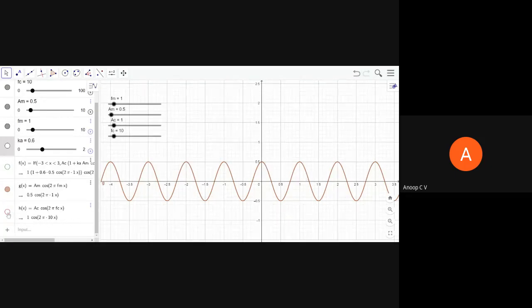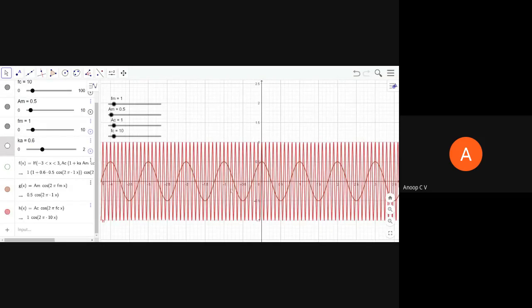Right now, I'll show you the carrier signal, that is AC cos 2 pi FCT. So FC here I have assumed to be 10. This is just for illustration. Normally, this FC value should be in the radio frequency range, but for you to understand the concept, I'm considering FC to be 10 hertz. So this is our carrier. Its amplitude, AC, I have taken to be 1, and frequency is 10.